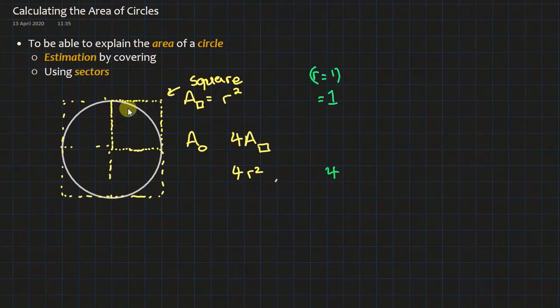Well, the squares are bigger. There's a bit on the outside of each of them, all the way around. So that means the 4 squares has more area than the circle. So the circle is less than 4 times the square, less than 4r squared, or if the radius is 1, less than 4 units.